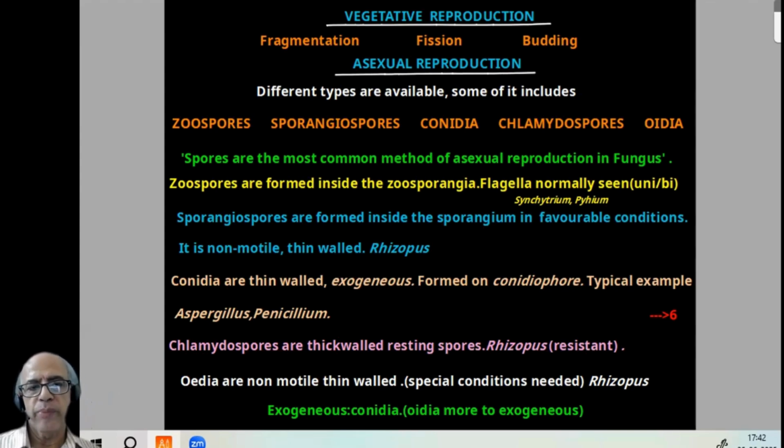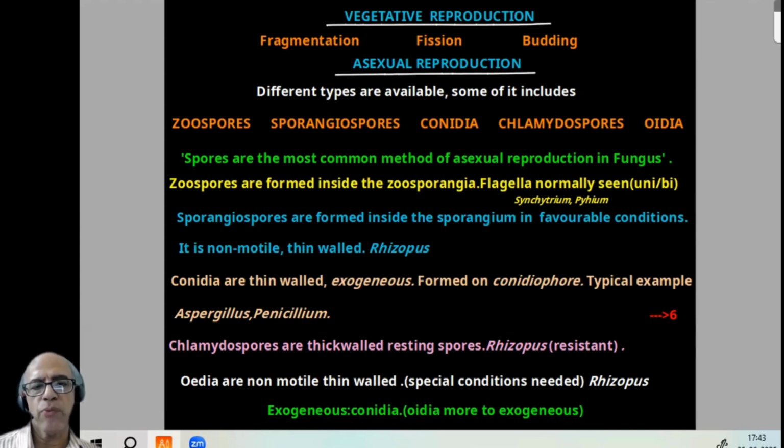Zoospores are formed inside the zoosporangia, so they are endogenous. Sporangia means angia, a sac, a spore-bearing sac. So the spore will be inside the angia. That is how the term zoosporangia or sporangia came. Zoospores will be inside the sporangium, called a zoosporangium. Flagella are normally seen, and can be uni or bi. Typical examples are Synchytrium and Pythium.